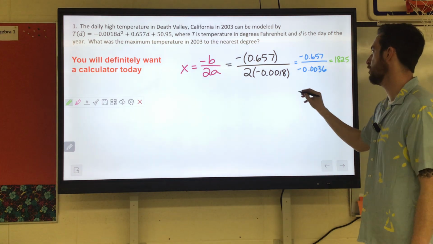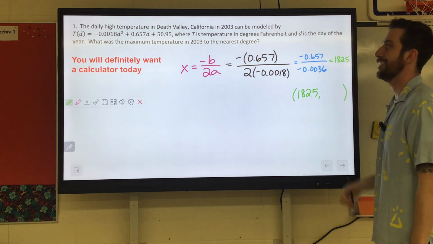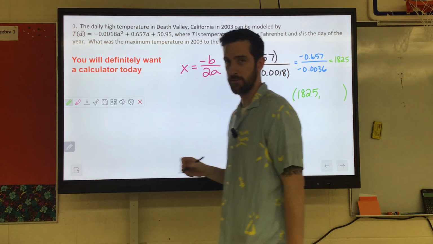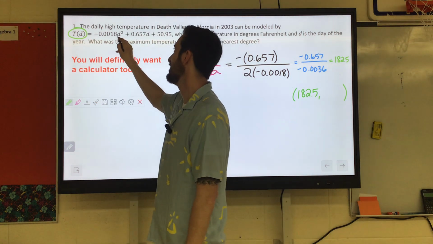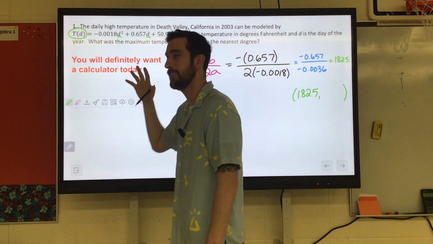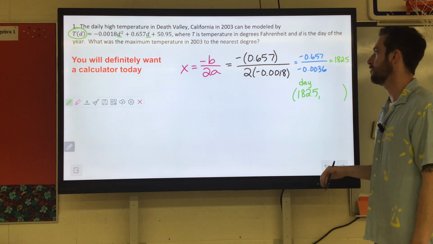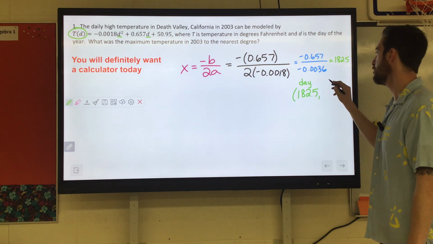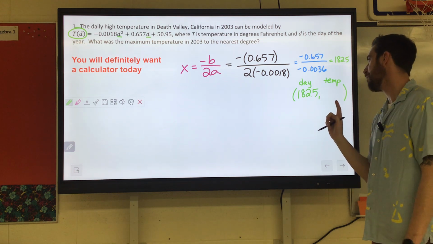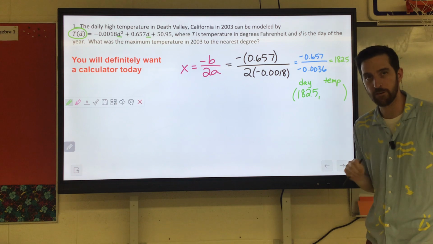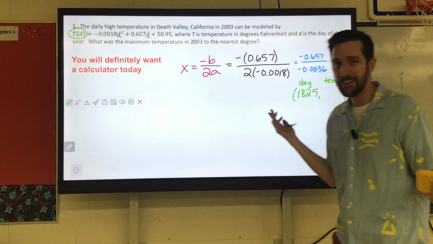Now that is the x-coordinate of our vertex. In this case, they didn't use x and y, but over here, the T of D would be like our y, and then the D's would be like our x, and D represents the days. So the x is our day, and then the y would be the temperature on that day. So we know the highest temperature is going to happen on day 182.5. Now what is that temperature? I don't know. We'll figure it out.